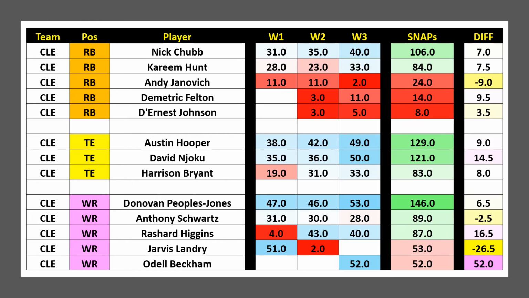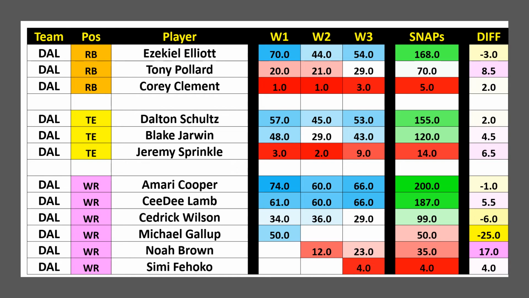Chubb went up, Hunt went up, so they were both used more. Look at the snaps for the tight ends, folks. I'm telling you, I just wish Njoku wasn't there and Hooper would get more snaps. People Jones, Higgins, Beckham's back, so I guess People Jones is the next one if Landry's out. I don't know when Landry's coming back. I would try to grab him if I could.